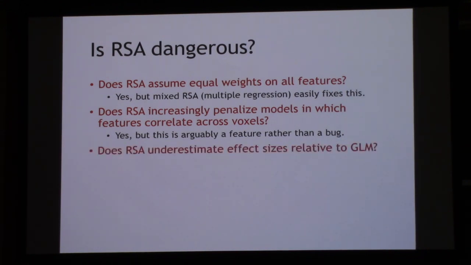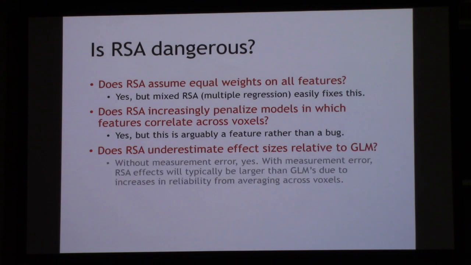Another issue is, does RSA just generally underestimate effect sizes relative to GLMs? If you simulate data without any measurement error, then the answer is yes. And it's in fact yes for even more reasons than Alex went into. So if you want to check it out, I have a blog post about how there's an additional sort of square root underestimation of RSA correlations.